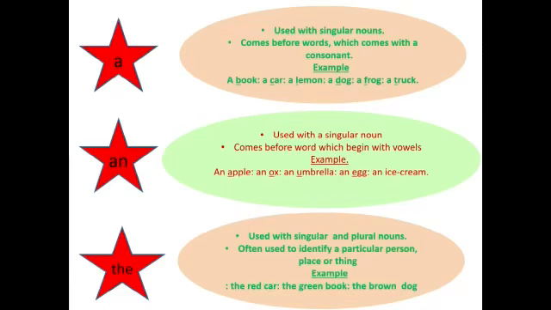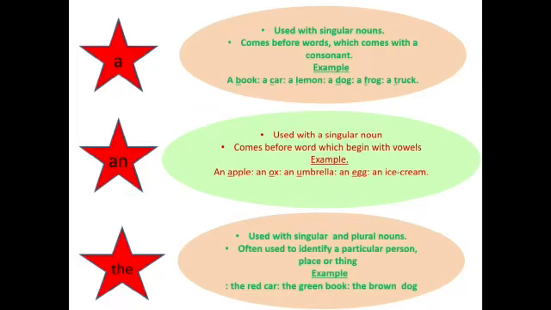The second one is an, which is used with a singular noun and comes before words which begin with vowels like A, E, I, O and U. For example, an apple, an ox, an umbrella, an egg, an ice cream.